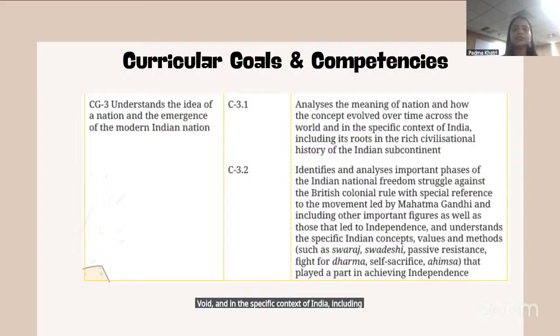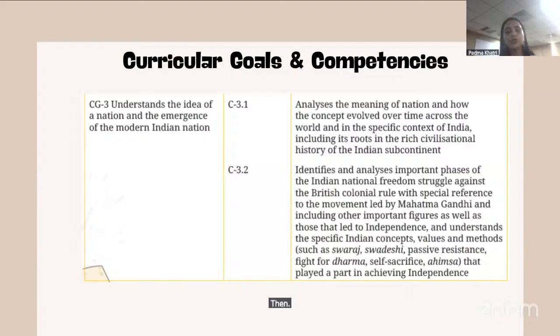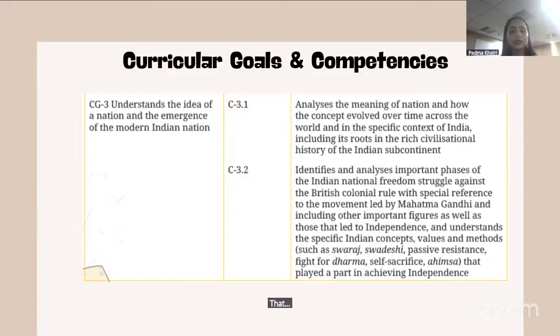including its roots in the rich civilization history of the Indian subcontinent. So here we are talking about the meaning of the nation and particularly about India. Then competency 3.2 focuses on the identification and analysis of the important phases of the Indian national freedom struggle against the British rule, with special reference to the movement led by Mahatma Gandhi and including other important figures as well, that led to this independence or freedom struggle.